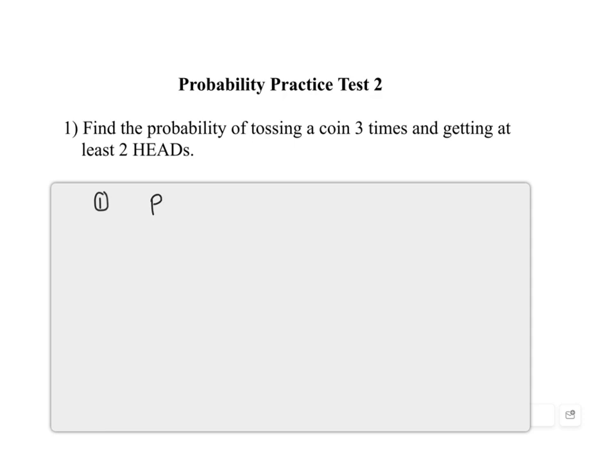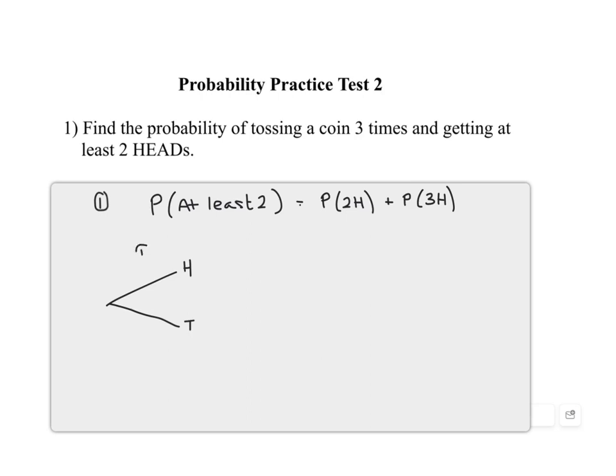Well, the probability of at least 2 heads is going to be equal to the probability of 2 heads plus the probability of 3 heads, because we know that at least 2 means 2 or more. So sometimes the best way of doing this is by a tree diagram.